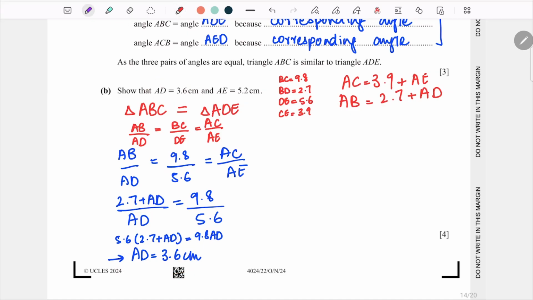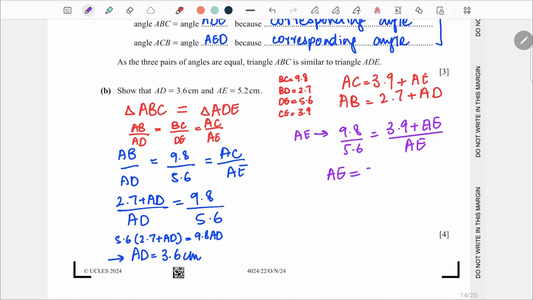Now I'm going to find AE. In order to find AE, I'm going to be using this equation right here. So this is basically 9.8 over 5.6 is equal to AC, and AC can be substituted by this equation, so that is 3.9 plus AE divided by AE.